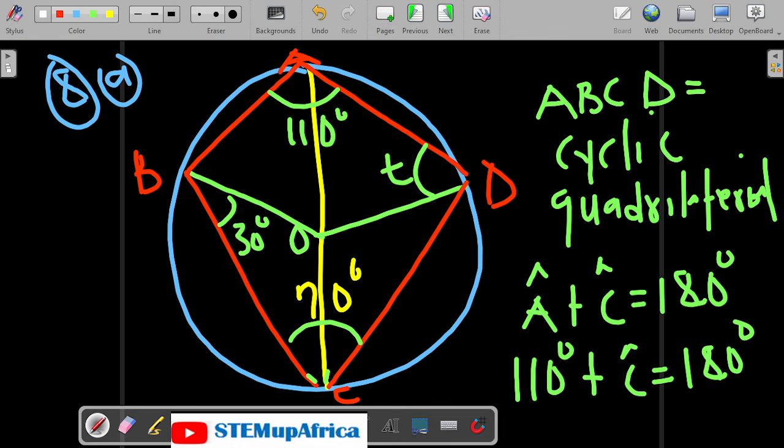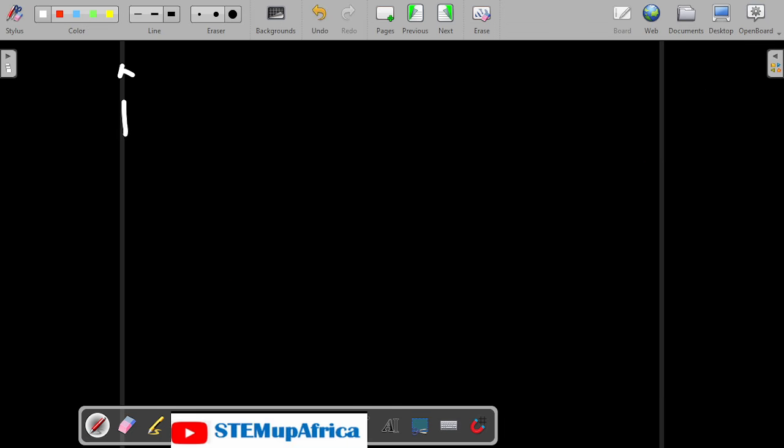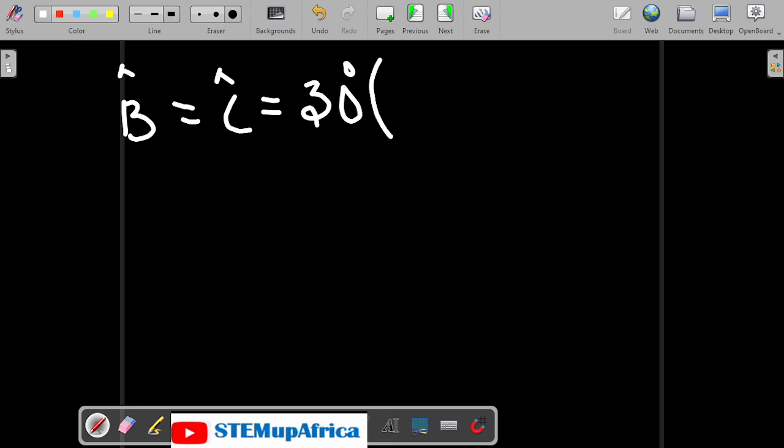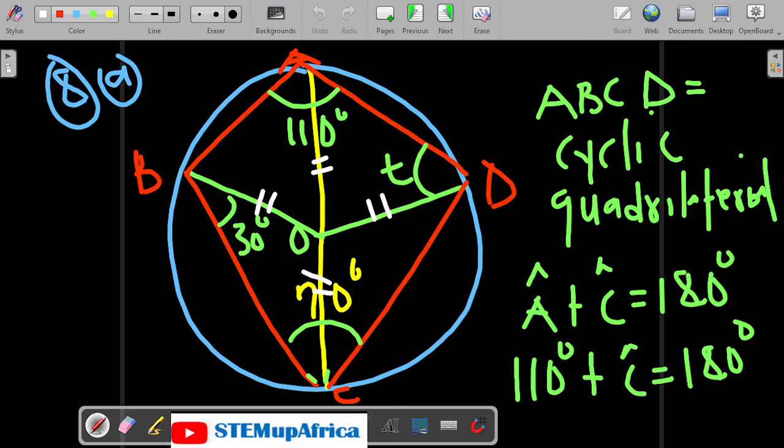Don't forget what we said: these lengths are all equal. So BOC is an isosceles triangle, which means angle B equals angle C. Both of them are 30 degrees. Reason: isosceles triangle. So the whole of this angle is 30 degrees. The remaining part of angle C will simply give us 40.